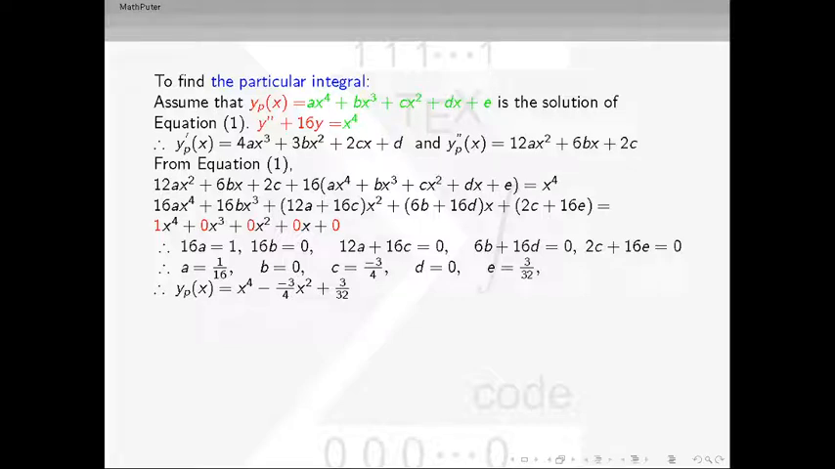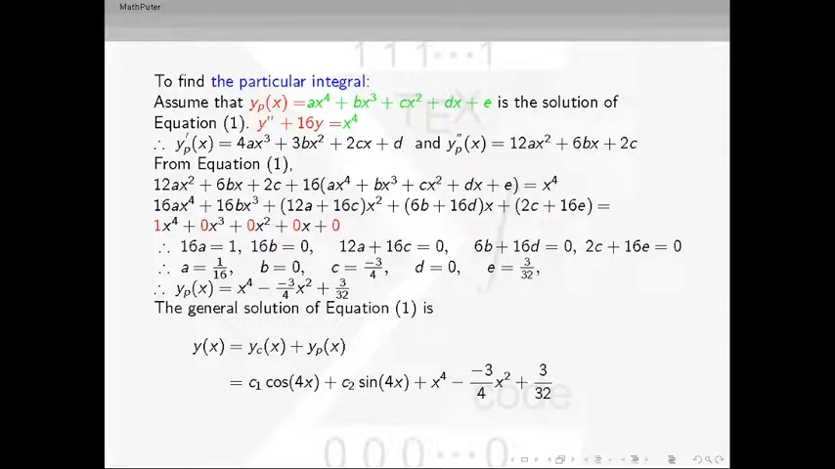And therefore the general solution, we know that the format of the general solution is yc(x) plus yp(x), which is c1 cos 4x plus c2 sin 4x plus x raised to 4 minus 3 upon 4 x square plus 3 upon 32, where c1 and c2 are real numbers.